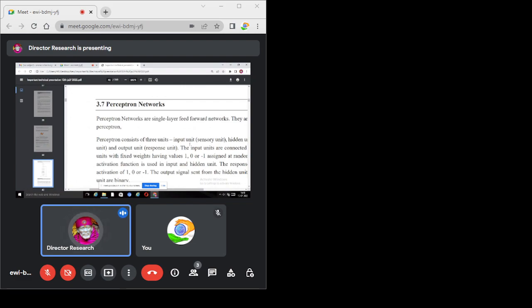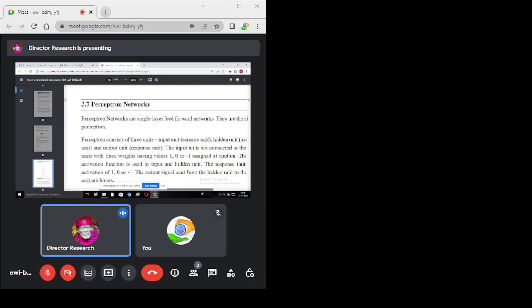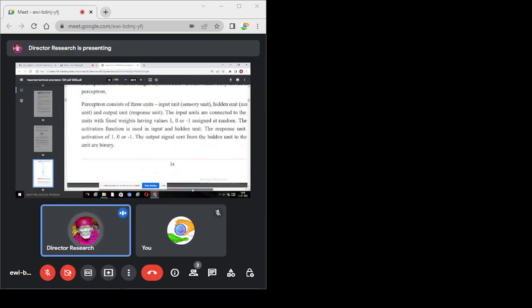Perceptron networks are single layer feedforward networks. The simplest perceptron consists of three units: input unit, or sensor unit; hidden unit, or associator unit; and output unit, or response unit. The input units are connected to the hidden units with fixed weight values. It consists of fixed weight values assigned at random. A binary activation function is used for the input and hidden unit. The response unit has an activation of 1, 0, or minus 1. The output signals sent from the hidden unit to the output unit are binary.